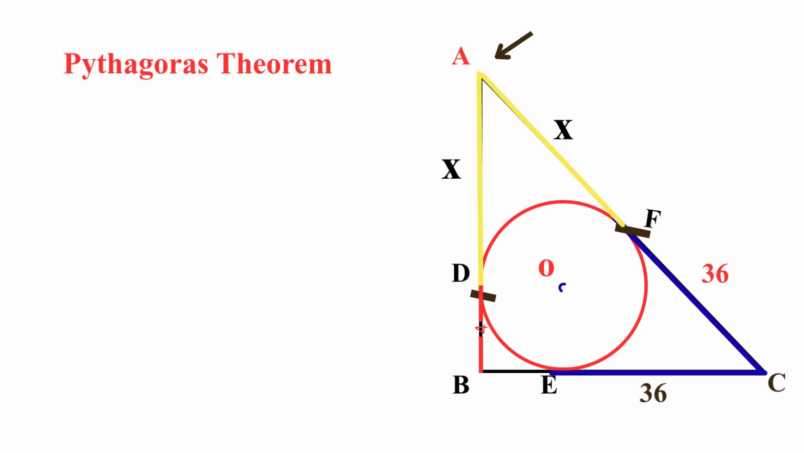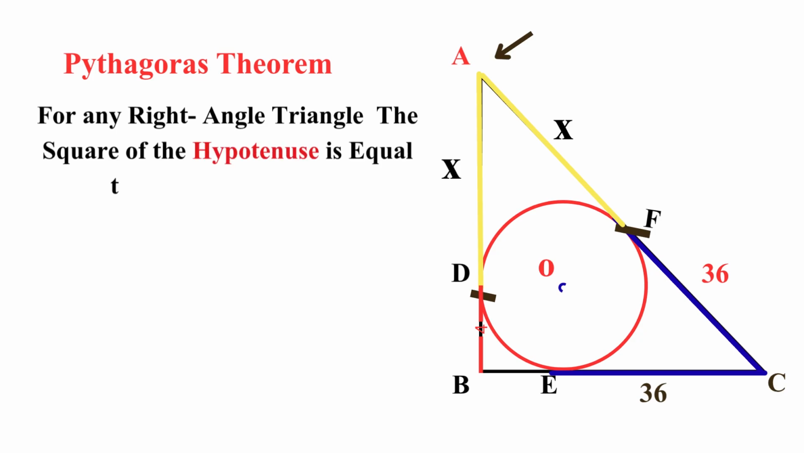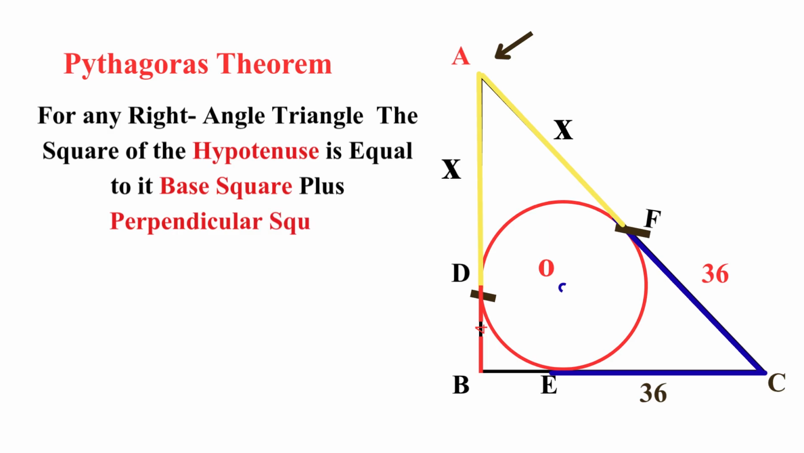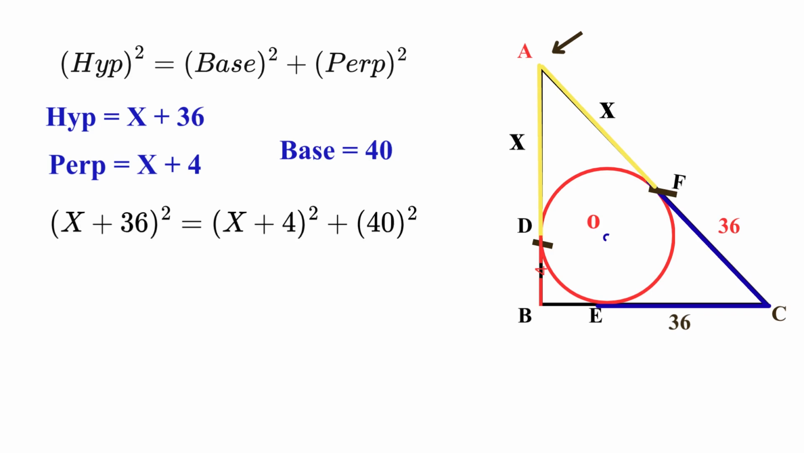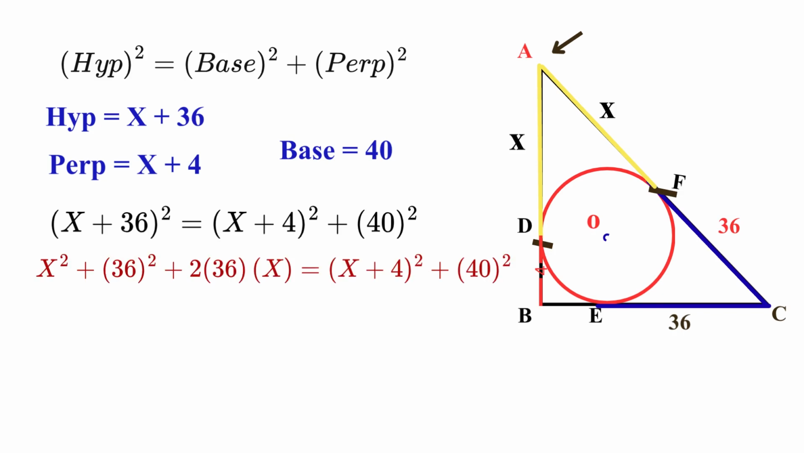The Pythagorean theorem states, for any right-angled triangle, the square of the hypotenuse equals the sum of the squares of the other two sides. Now let's plug in these values. Hypotenuse equals x plus 36, perpendicular equals x plus 4, and base equals 40. So our equation becomes (x plus 36) squared equals (x plus 4) squared plus 40 squared. Here, we're using the algebraic identity, that is, (a plus b) whole squared equals a squared plus b squared plus 2ab. So the left-hand side becomes x squared plus 36 squared plus 2 times 36 times x.